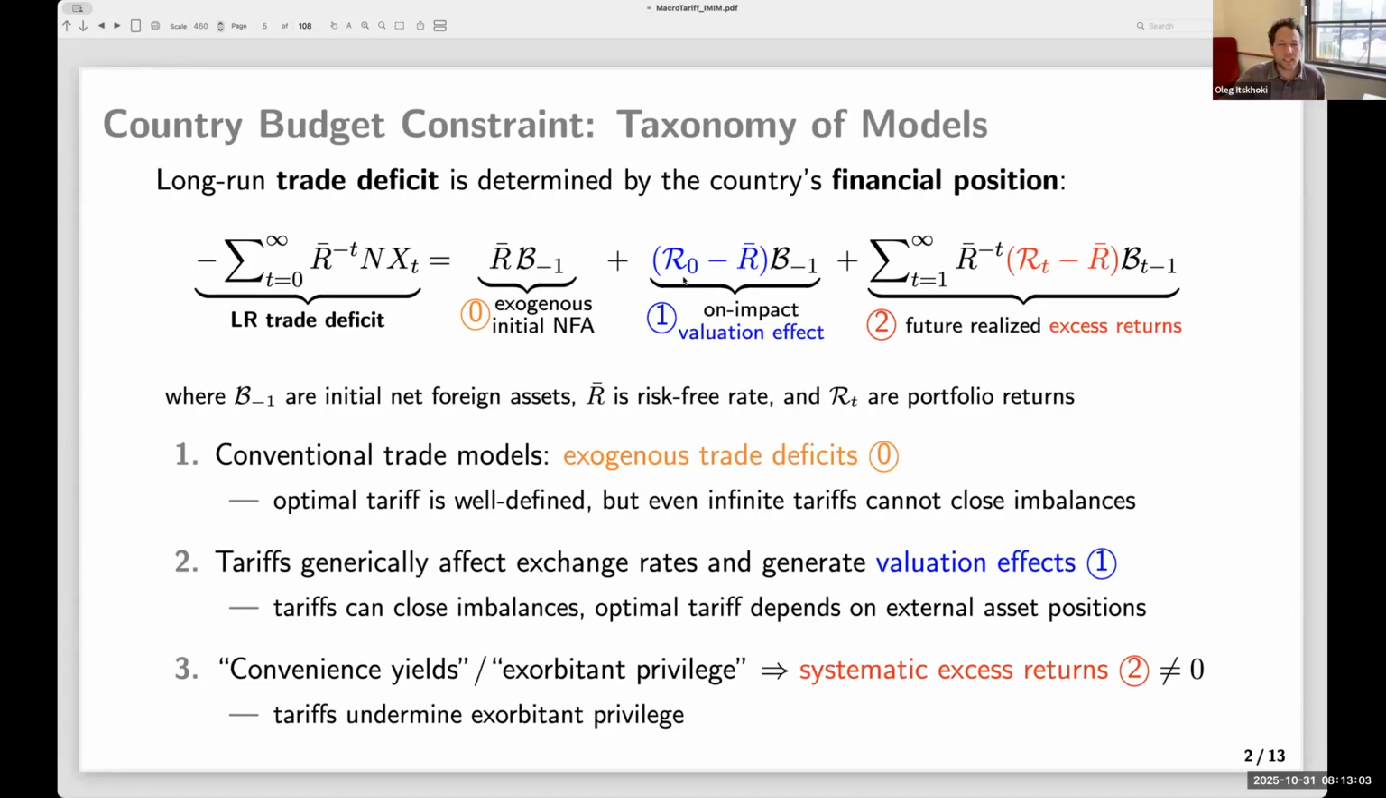Think of this as an unexpected response to the tariff shock, on impact, whenever that shock happens, the announcement or the actual realization of the tariffs. And this is the expected return differentials along different histories, or realized return differentials going into the future. So this is zero and this is starting from period one.